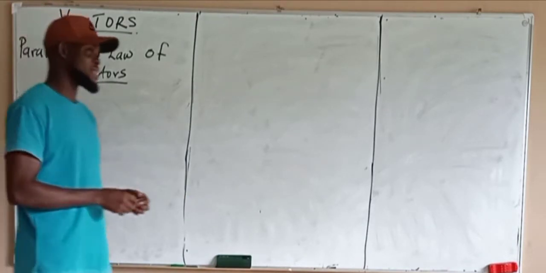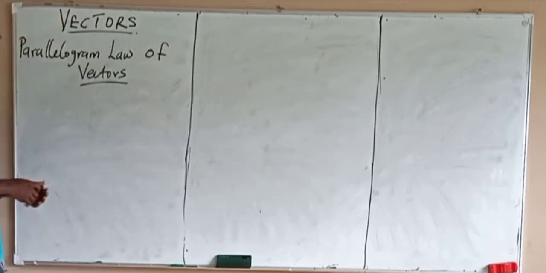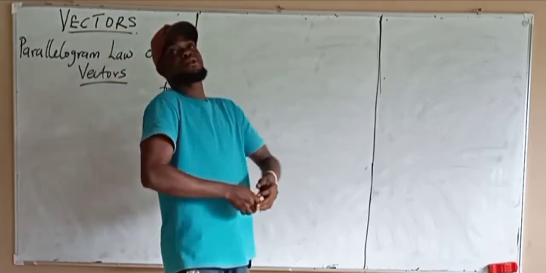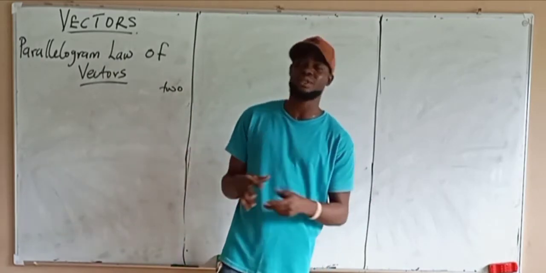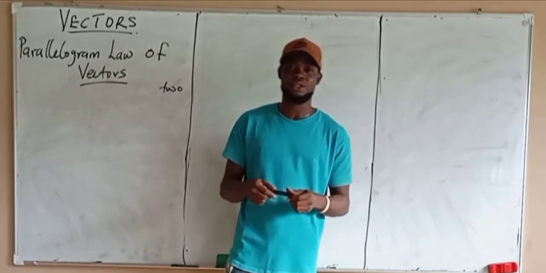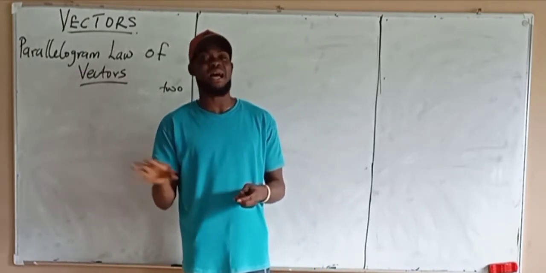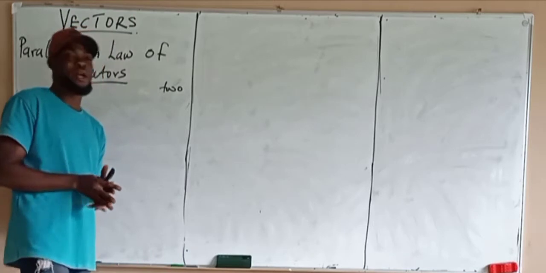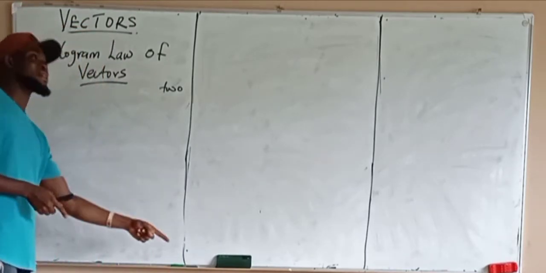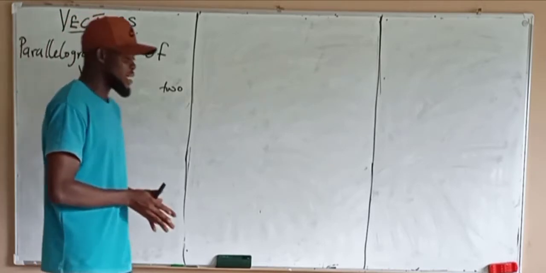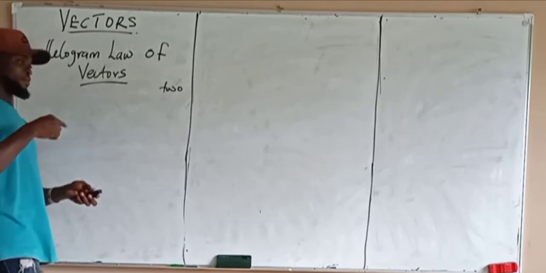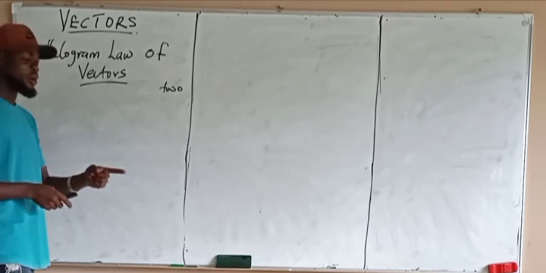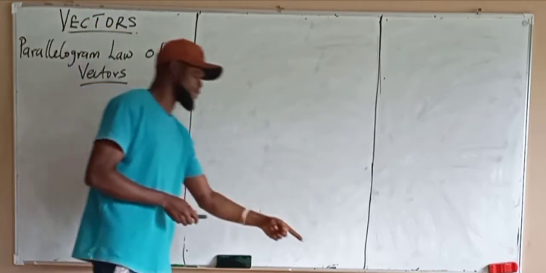Now, the parallel law of vectors states that if two vectors, not three, if two vectors are represented in magnitude and direction by the adjacent sides of a parallelogram, then the resultant of these vectors will be represented by the diagonal in magnitude and in direction drawn from their point of intersection. Drawn from what? Their point of intersection.